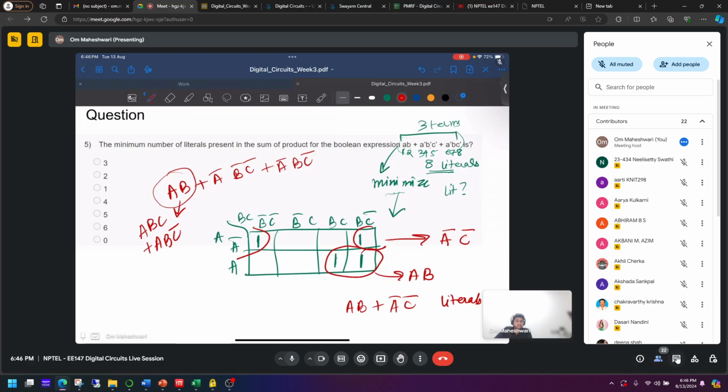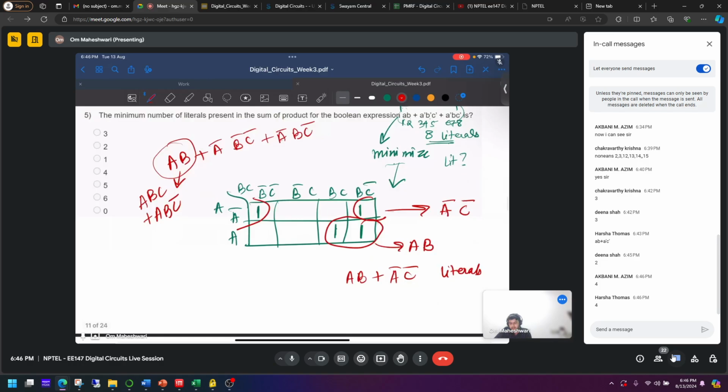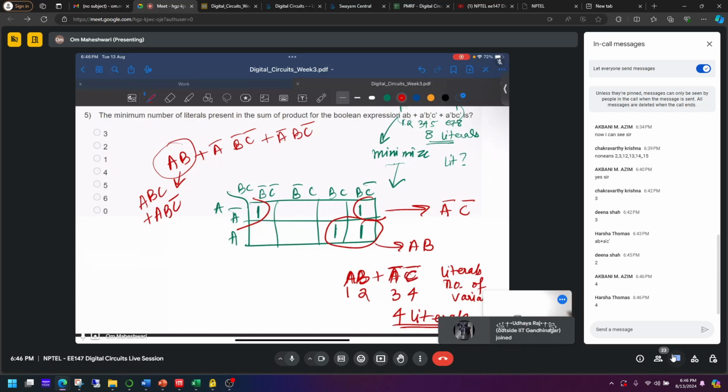Okay, so you have 1, 2, 3, and 4. 4 literals. Literals is simply the number of variables in the expression. But sir, there are only three variables, A, B, and C. That's right. Literals are the individual occurrences that you are getting, where the sign does not matter, whether it is plus or dot. So the answer is 4.